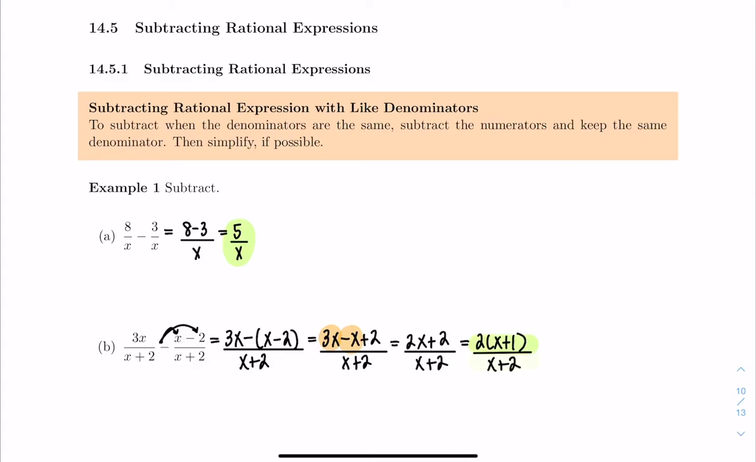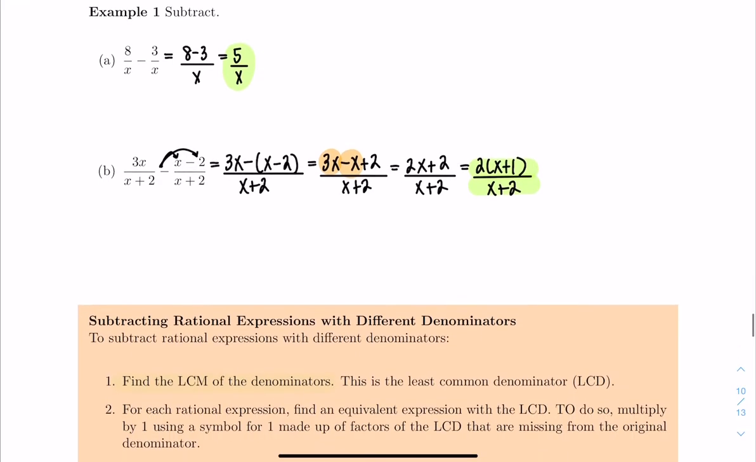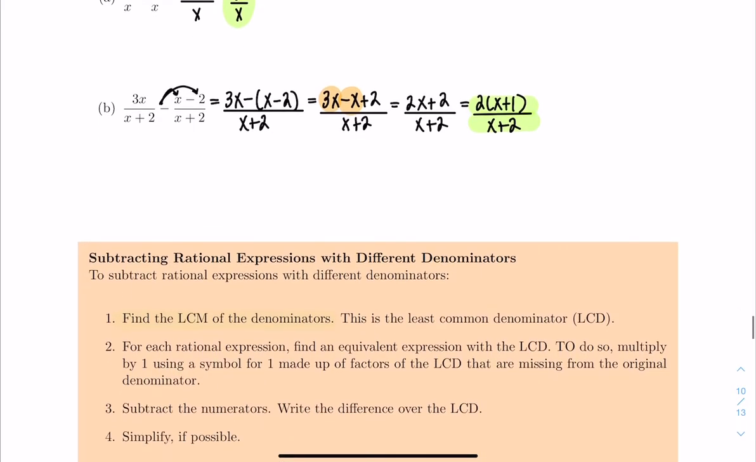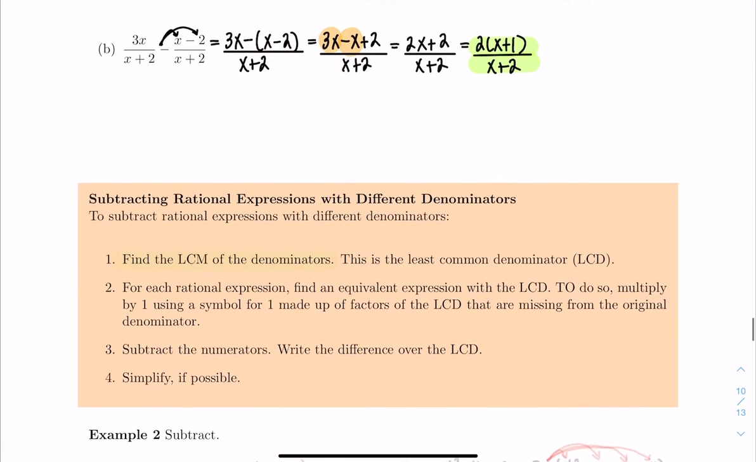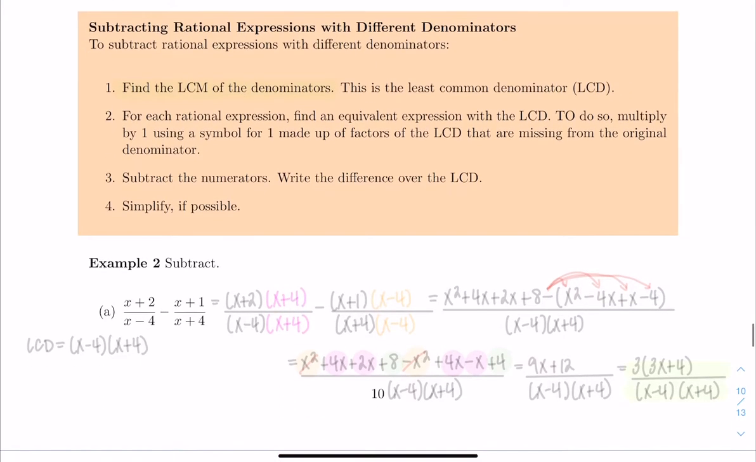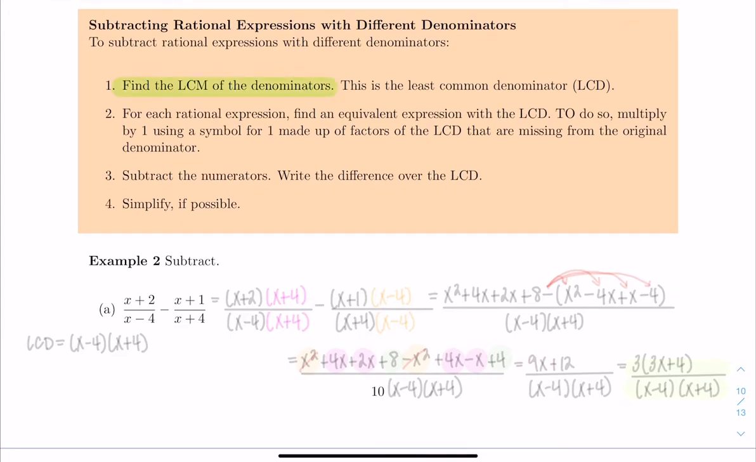So the trickiest part of subtraction is making sure you distribute the negative to all the pieces in the following fractions. When we have different denominators, first we need to find the LCM of the denominators, which becomes the LCD, and then we're going to make an equivalent expression with the LCD, just like what we did with addition, except we need to have the subtraction. That's the only thing that changes. The rest of it's the same exact thing.